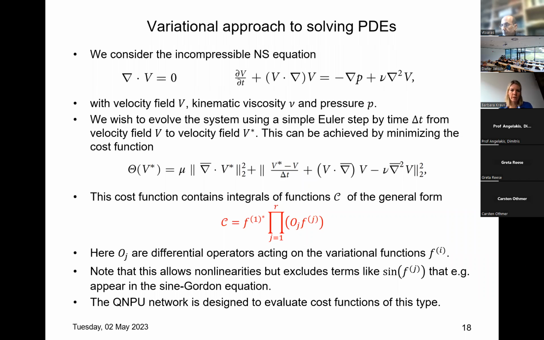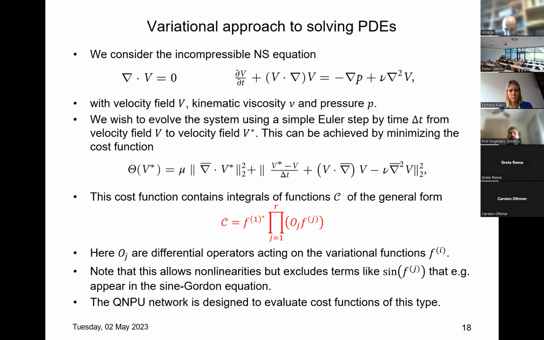So could you explain this again, how you go from the partial differential equation that you consider to the cost function? Basically, what you write down is just a time step. You say dv over dt is nothing but v star minus v over delta t. Then from that you get an equation for the v star that should be equal to 0.